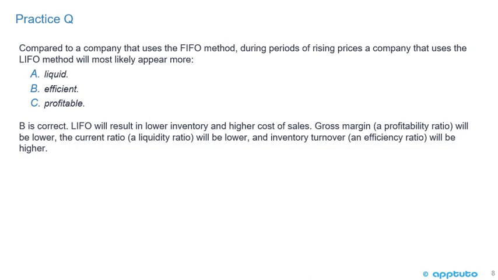LIFO results in lower inventory and a higher cost of sales. Gross margin, a profitability ratio, will be lower. The current ratio, a liquidity ratio, will be lower. And inventory turnover, an efficiency ratio, will be higher. So the correct answer is B. The LIFO method will most likely appear to be more efficient.